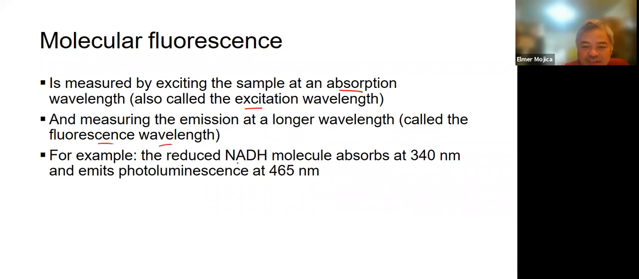So for example, the reduced NADH molecule absorbs at 340 and emits photoluminescence at 465. Now question: why do you think the absorption or excitation wavelength is lower than the emission wavelength? Anyone? What is the main difference between the two, let's say in terms of energy? Which one is more energetic, the 340 or the 465?